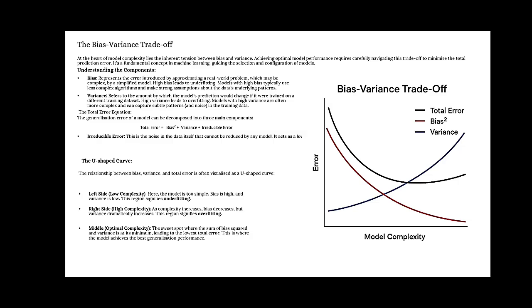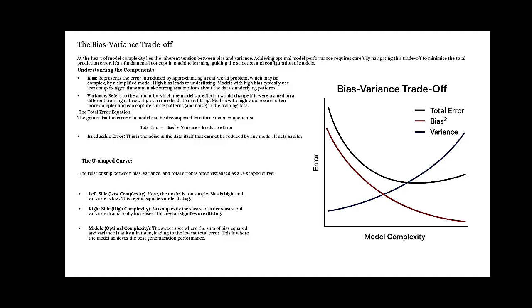Then the bias-variance tradeoff. This brings us to the core concept that governs model complexity, the bias-variance tradeoff. Achieving the best model performance requires us to carefully navigate the tradeoff to minimize our total error. Let's quickly define the components again. Bias is the error from a model being too simple. High bias leads to underfitting. Variance is the error from a model being too sensitive to the training data. High variance leads to overfitting.